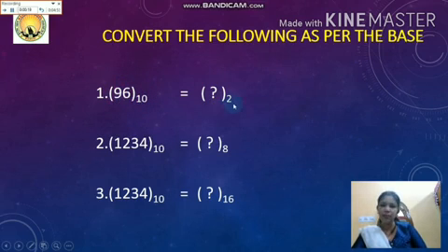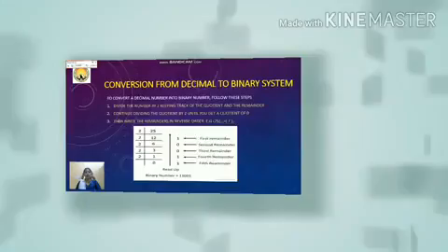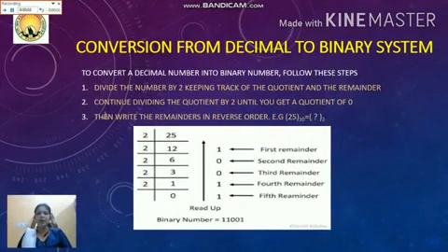It will be converted to binary since the base we need is 2. Here the second question, base is 10, so it is the decimal number system. The base we need is 8, so it will be converted to decimal. Now I'm going to tell you how to convert decimal to binary.